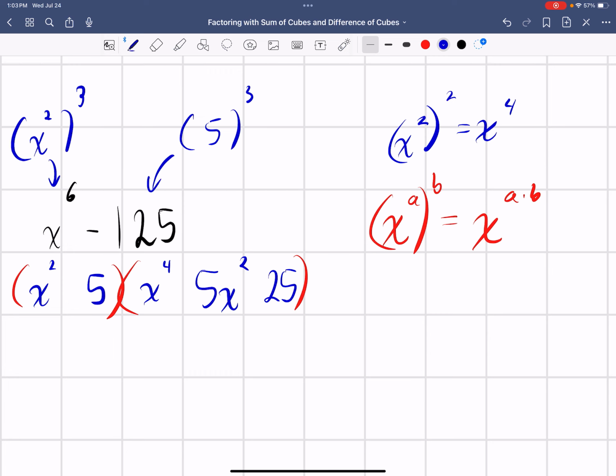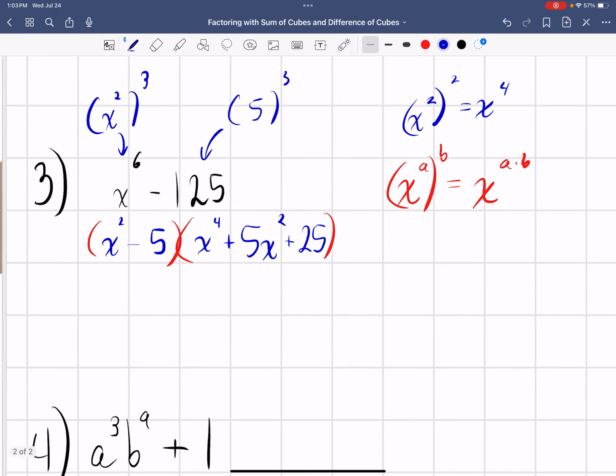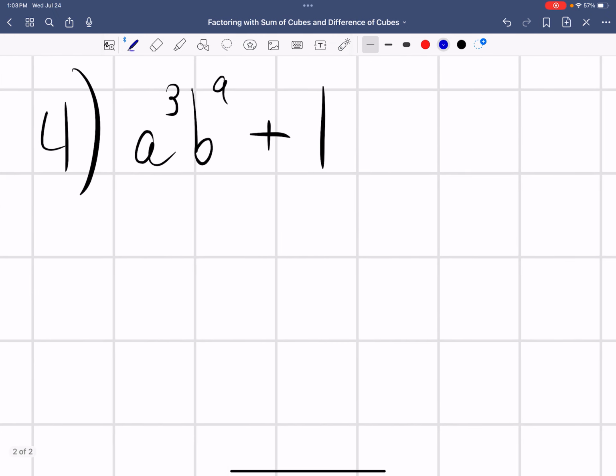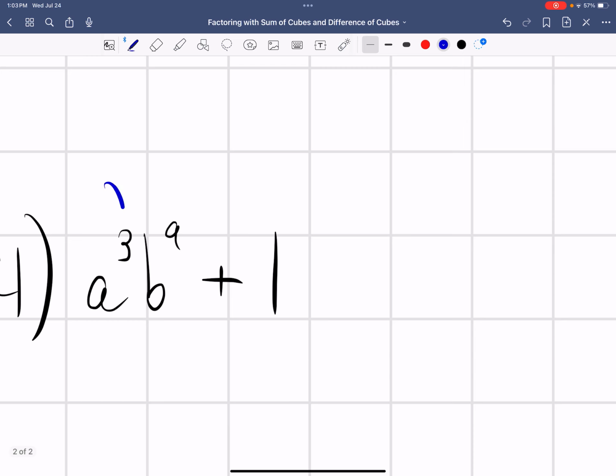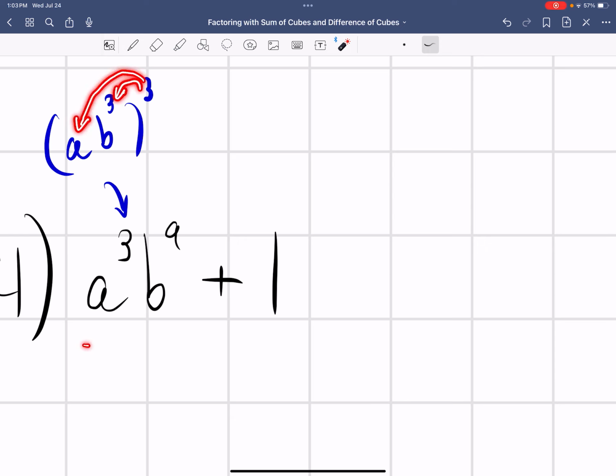For our signs, same, opposite, plus as the original. Done. Two more. This one's interesting, right? Because we have now this term with 2 variables in it. So again, just like we have been, let's identify what a and b are. All right, so what do we need to cube to get this first term? Well, to get the a cubed, we'll just have to cube a. And to get the b to the 9th, we'll have to cube b to the 3rd. Right? And if you want to double check, you can just sort of distribute this exponent into each of these. And indeed, it gets us what we need.